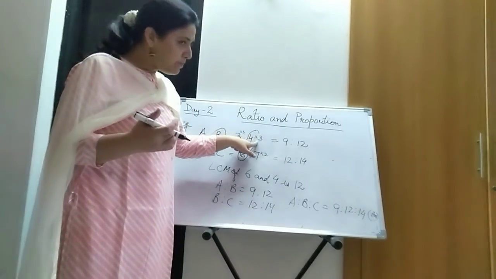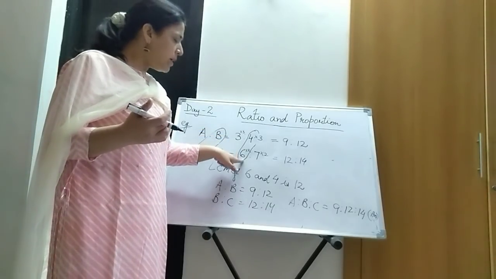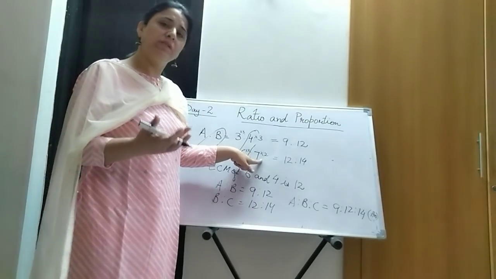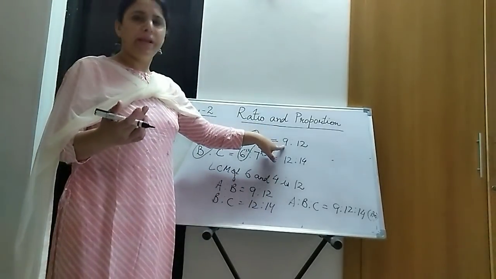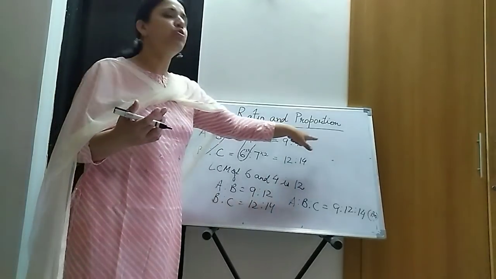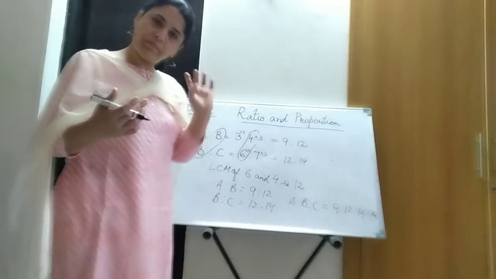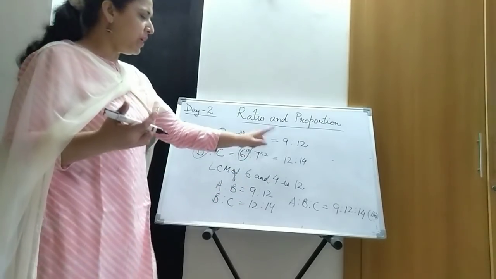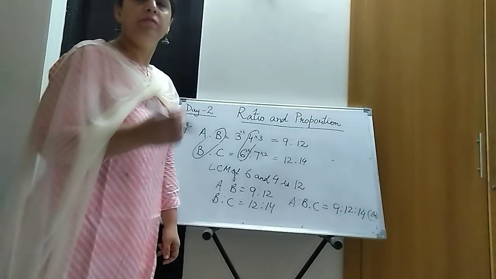If we are multiplying this by 3, we have to multiply the antecedent also by 3. If we are multiplying this by 2, we have to multiply the consequent also by 2. So the equivalent ratios are 9 is to 12 and 12 is to 14. Now B becomes same in both the ratios, so we can easily write A ratio B ratio C is 9 is to 12 is to 14.